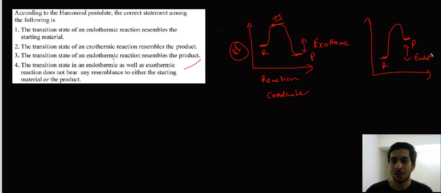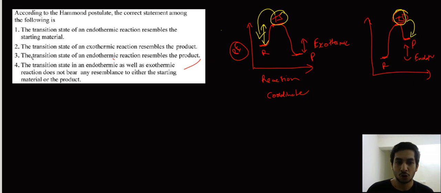Basically what it states is that whichever of the two is closer to the transition state in energy terms, the transition state will bear resemblance to that, either reactant or product, whichever is closer in energy. So you can see that since the energy difference between the reactant and transition state is less in an exothermic reaction, the transition state will bear resemblance to the reactant, whereas in an endothermic reaction the transition state will bear resemblance to the product.